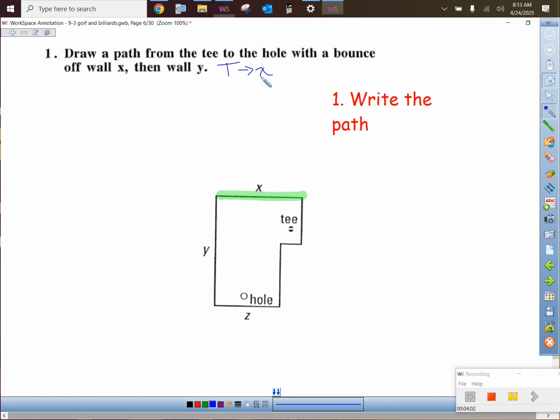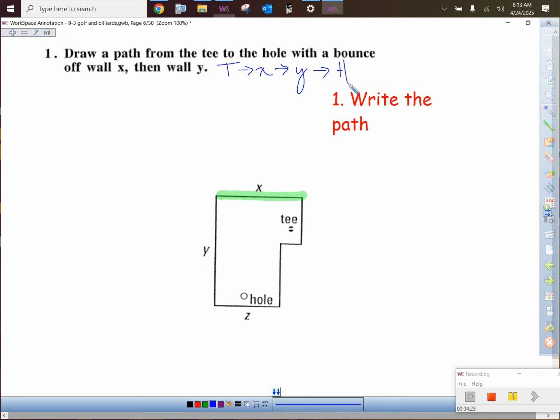Then where would they like the ball to go? Hit wall Y. Again, it's more like a line. And they don't tell you this. Sometimes they do, but it should be common sense. Where would you like the ball to end up? Into the hole. Is the hole more like a point or more like a line? More like a point, so a capital letter.